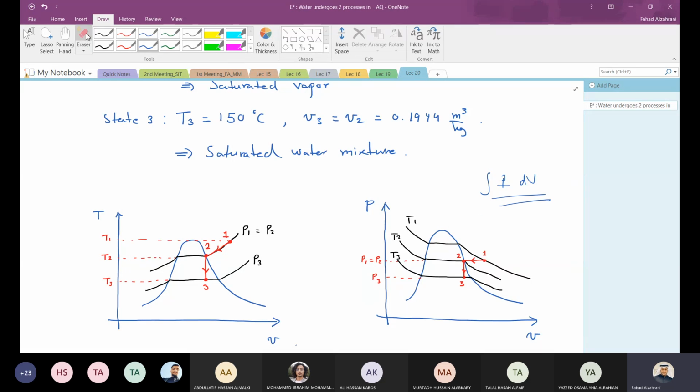Now I have two processes. How can I do that? How can I evaluate P dV?